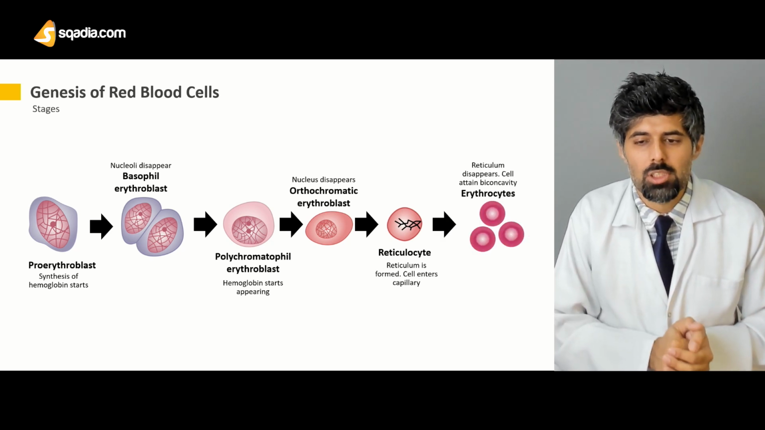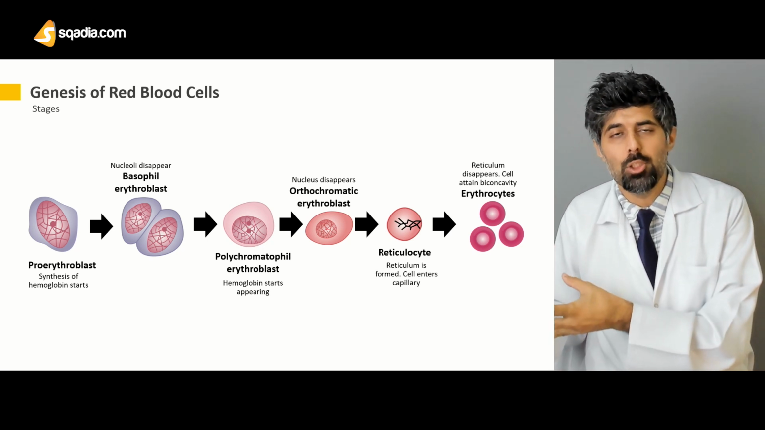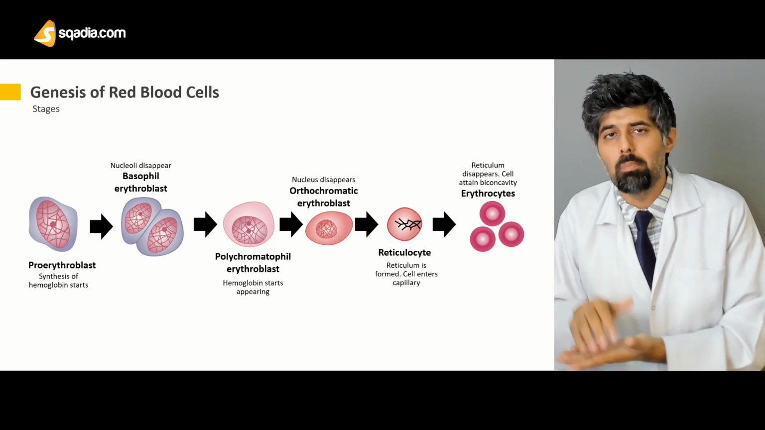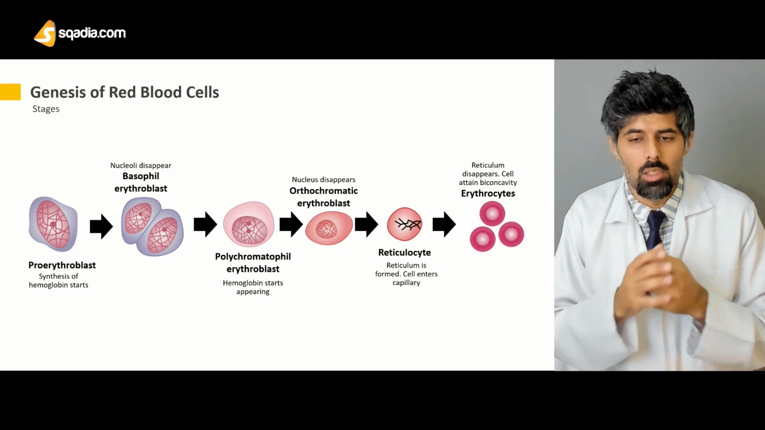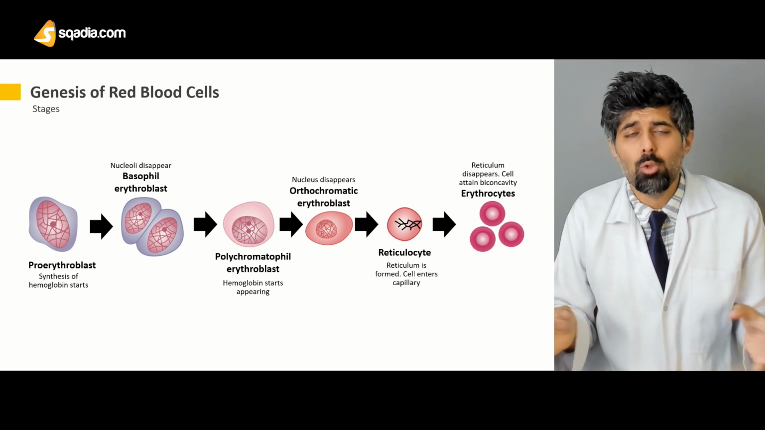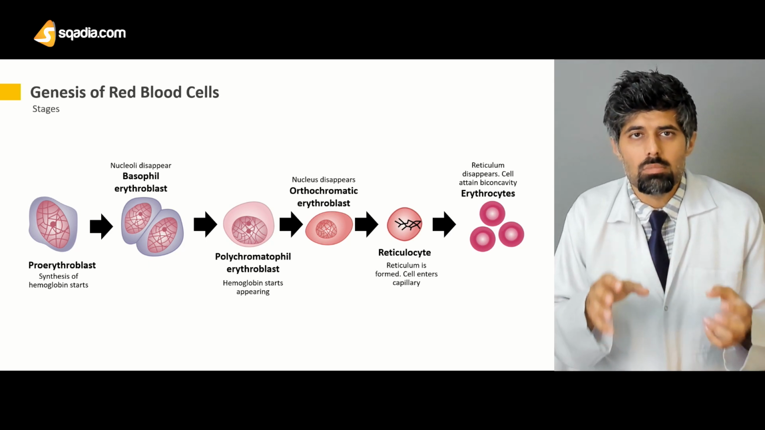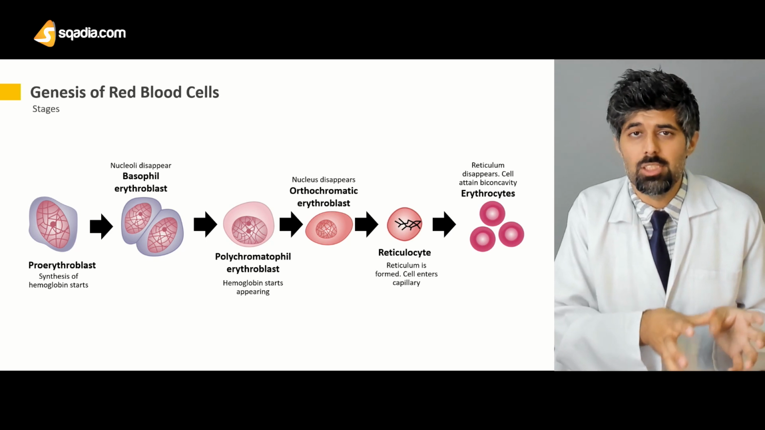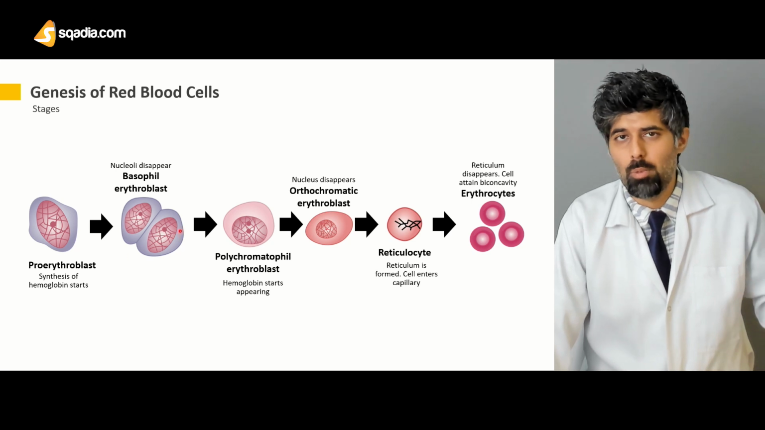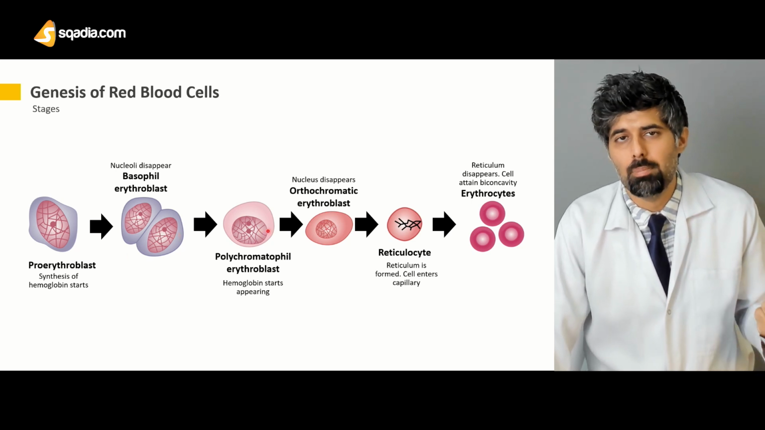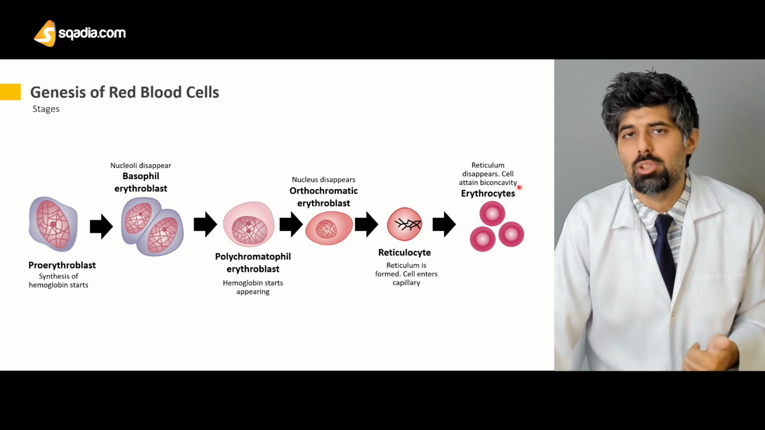Now, this reticulocyte, when it enters the bloodstream, matures into a full-fledged biconcave red blood cell. So the reticulum disappears, there is no nucleus, and it attains the biconcave disc shape. So all of the processes which had started from the first stage, the proerythroblast, that is the formation of the hemoglobin and the disappearance of the nucleus, end up at the mature erythrocyte stage.